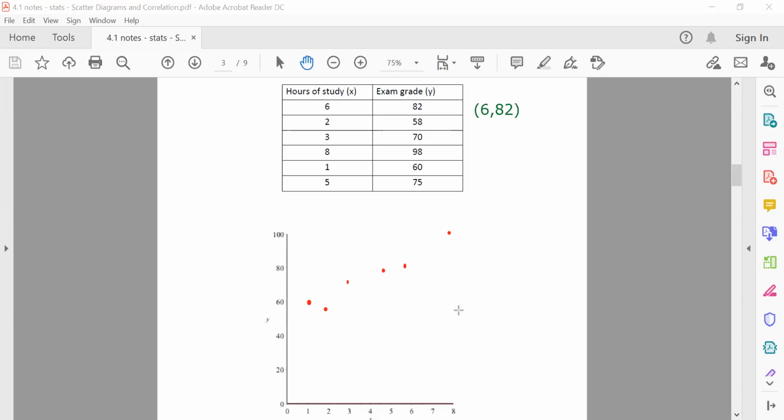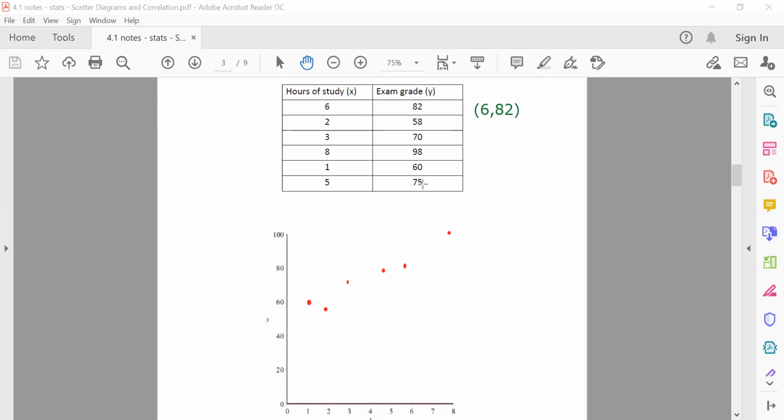But from this scatter plot, the general trend we see is that as I go from left to right, in other words, as I study more hours, the grade that I get on the exam tends to go up. It's not perfect. From this point to this point, it actually went down. This person studied 1 hour, got a 60. This person studied an extra hour, but only got a 58. So it's not 100% accurate in every single case, but that's the general trend we see forming.